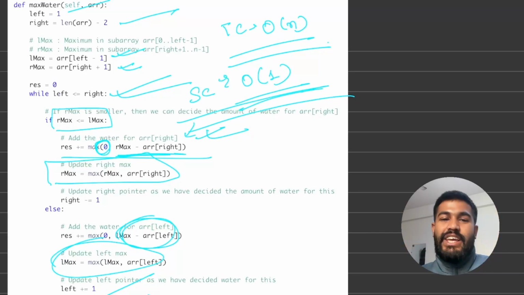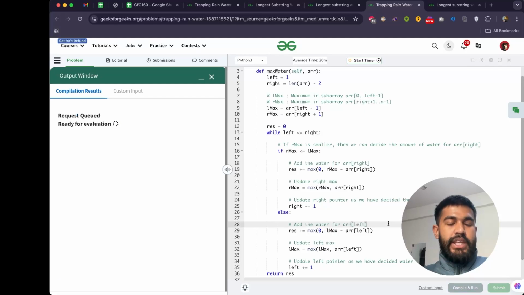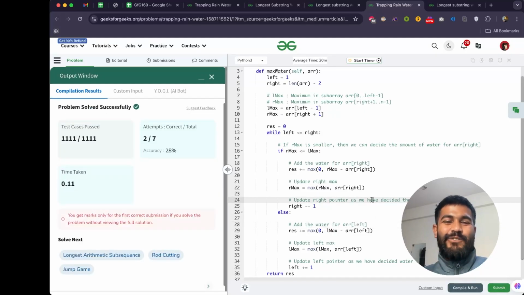Now let us see if this approach works or not. Let us compile and run and see how many errors we are making. Seems like no error is being made. And yes, we got an AC.